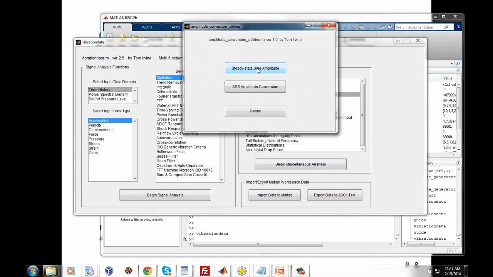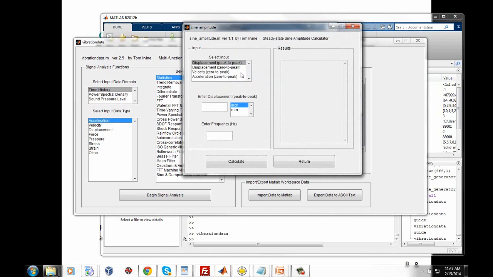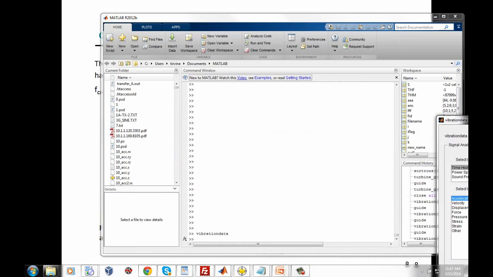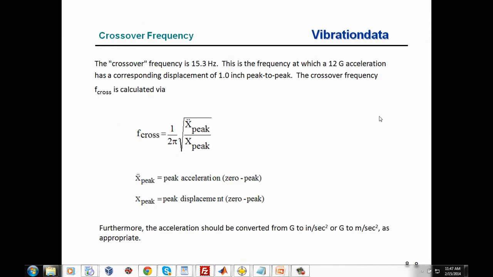So we're going to go to steady state sine amplitude. Click on that. Our displacement is going to be 1 inch peak to peak. Our frequency is going to be the lowest frequency of the spec, the starting frequency at 10 Hertz. And we can see the equivalent amplitude metrics. And 5.1 G is the acceleration that we can achieve at 10 Hertz for a 1 inch peak to peak displacement. So let's go back to our specification on our previous slide.